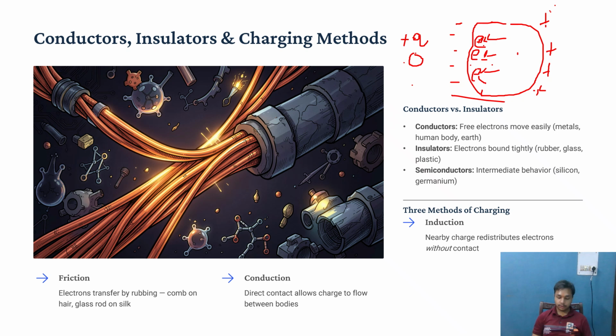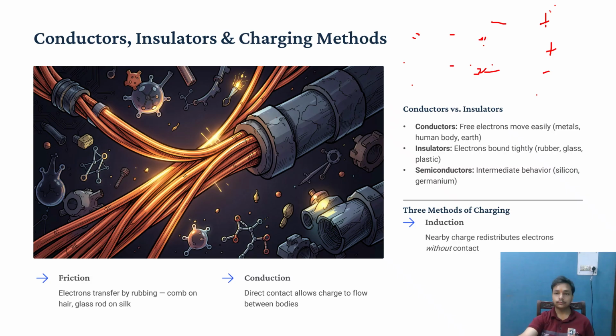Now, let us talk about the charge induction in non-metals. Let me erase this first. I hope you got the concept of charge induction in metal bodies. Now, let's talk about non-metals. To understand the charge induction in non-metals, we'll first consider a neutral atom placed nearby a charge plus Q. Now suppose there is a charge plus Q.